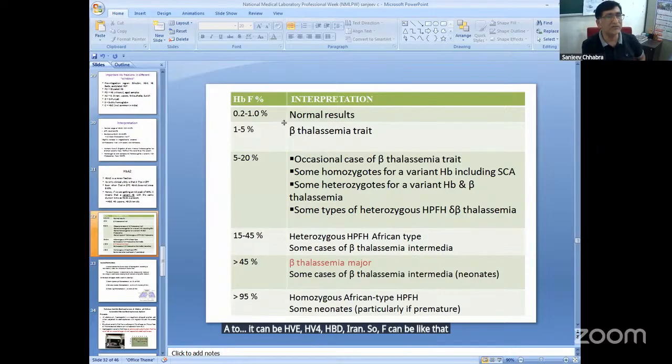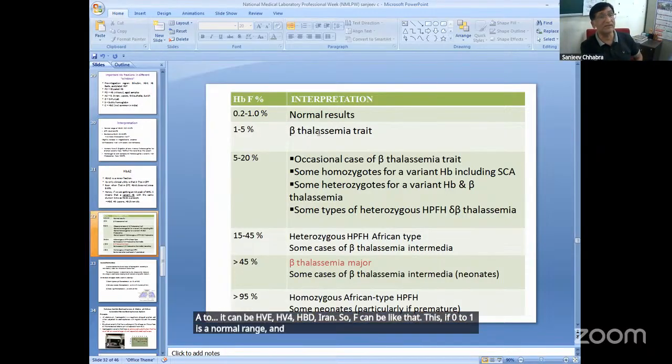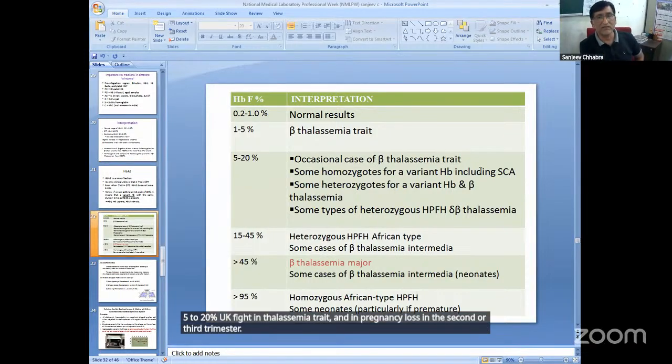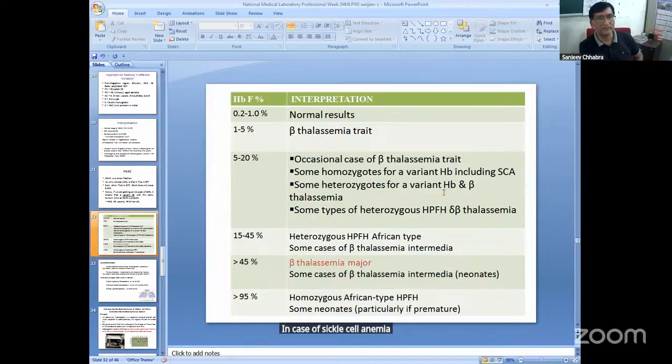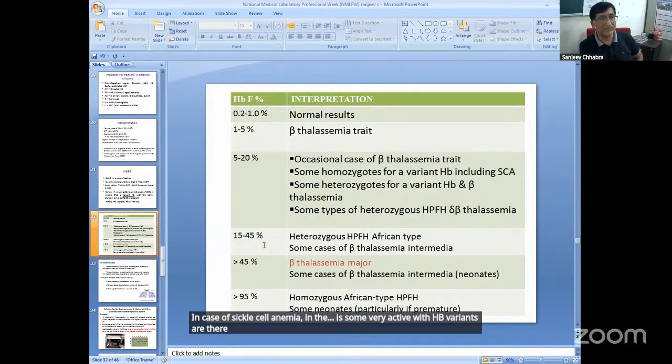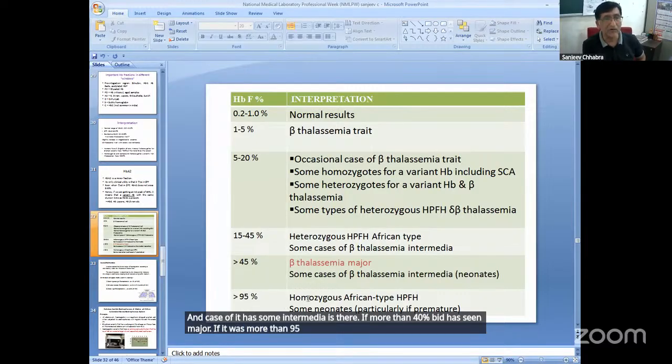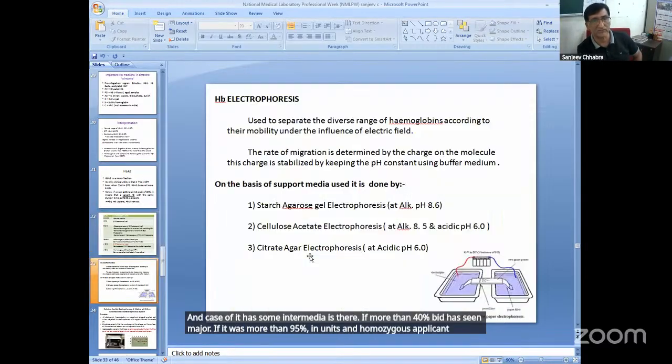0 to 1 is a normal range and 1.5 is beta thalassemia trait. 5 to 20% you can find in thalassemia trait and in pregnancy also in the second or third trimester. In case of sickle cell anemia, in some heterozygotes with HB variants there. If it's 30 to 45% in HPFH of African type, and in case of beta thalassemia intermedia there; if more than 40% beta thalassemia major; it is more than 95% in neonates and homozygous African type HPFH.